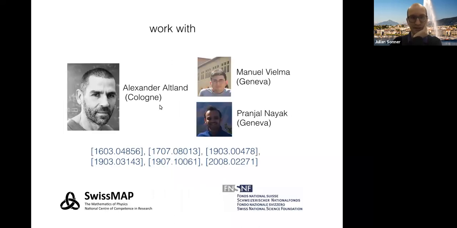So mostly I'm going to report on a paper that I wrote with Alexander Altland, who is one of the world experts on quantum chaos. But I'm also going to try and talk about some recent unpublished results, which use this same framework, together with Alex, with Manuel Vielma, and with Pranjal Nayak, who is of course well known to many of you.